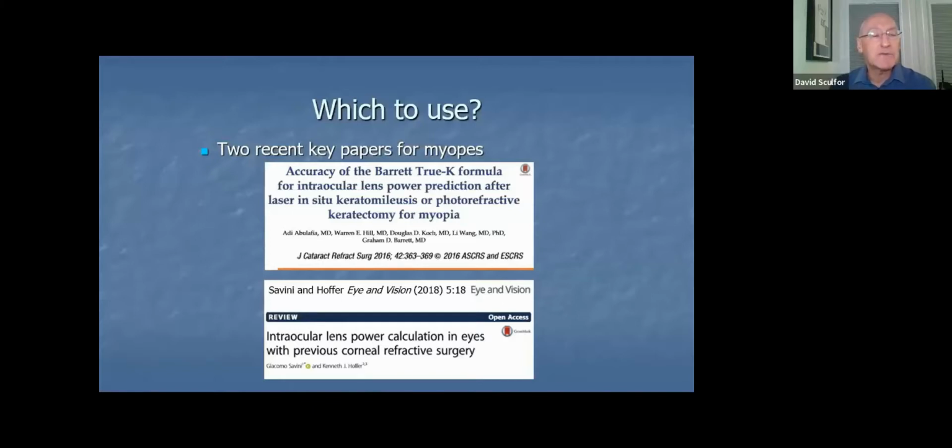So this was a group led by Adi Abulafia, Warren Hill, Doug Koch, Lee Wang, and Graham Barrett. So some really big names in biometry and cataract surgery. So you could rely on that. And then a couple of years later, another paper from Savini and Hoffer. Again, Ken Hoffer with his Hoffer Q formula. Again, very big names who did a similar study. So let's just have a brief look at those results.